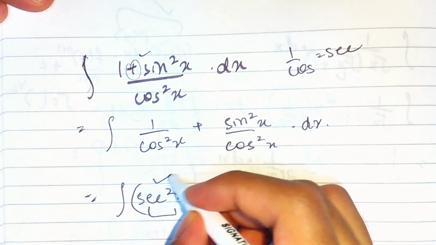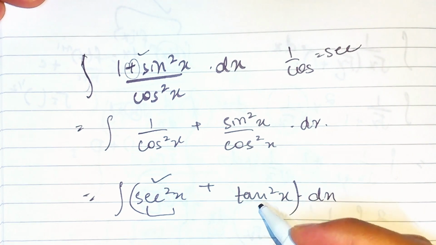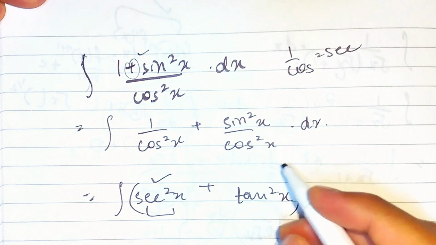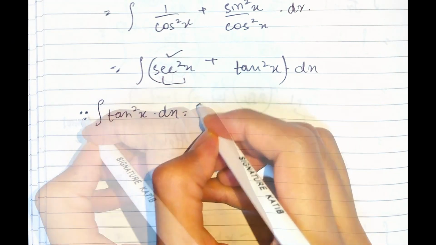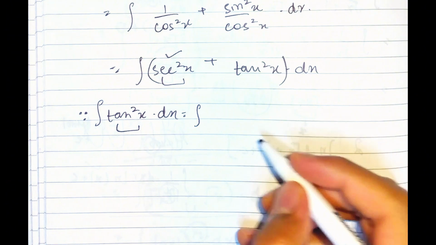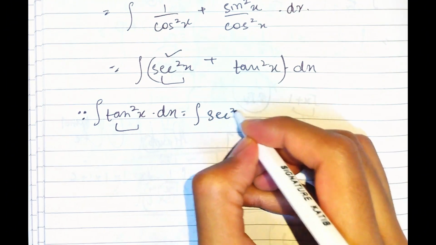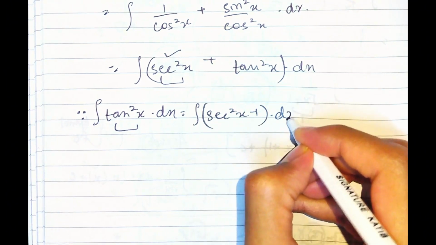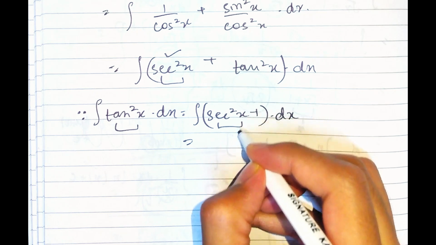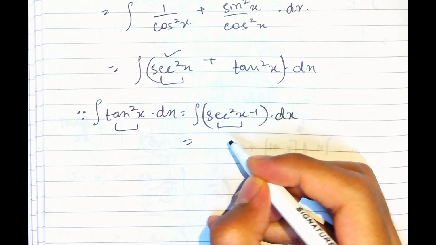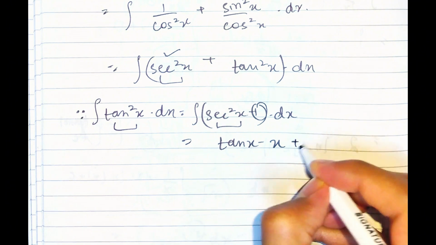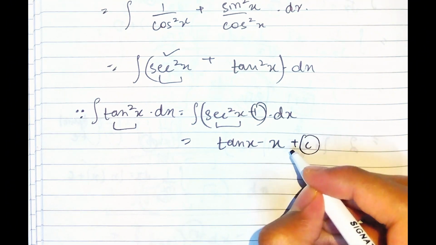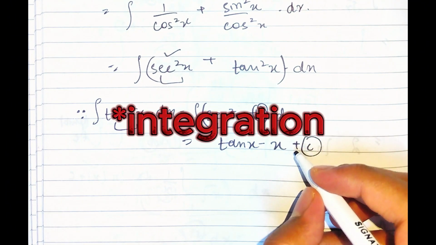Now the integration of secant square x is known, but the integration of tangent square x is not known. So we can calculate it. First of all, let's simplify tangent square x. According to a trigonometric identity, tangent square x is equal to secant square x minus 1. Why are we going to use this identity? Because we know that the integration of secant square x is tangent x, minus the integration of 1, which is x, plus the integration constant, which is not required over here because this is not the final step of the question.